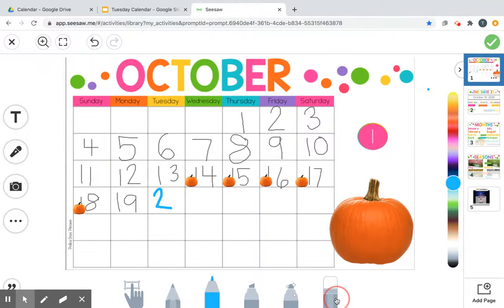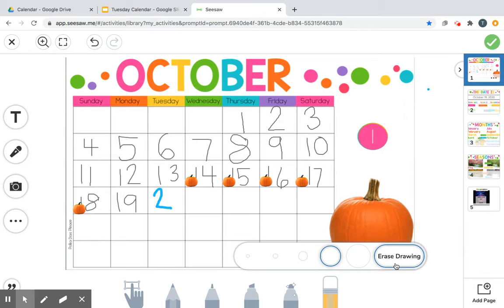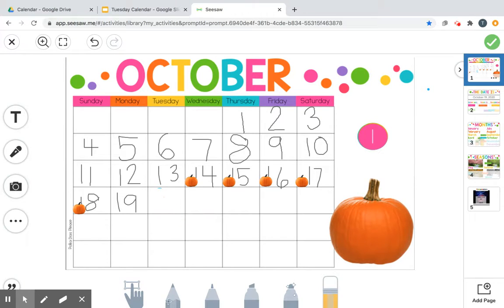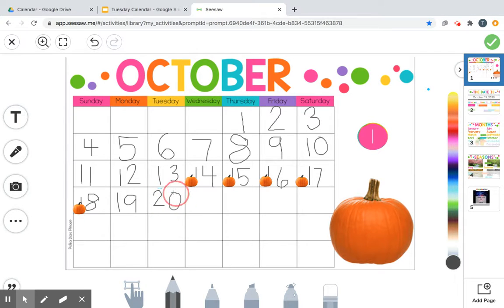Whoops. What is that? We can't have that. I'm going to erase it. I need my pencil, don't I? Today is October 20. We're going to try that again. October 20th. And if you walk your little finger right up to the top of the calendar, it is Tuesday, October 20th, 2020. And our day of the week is Tuesday.